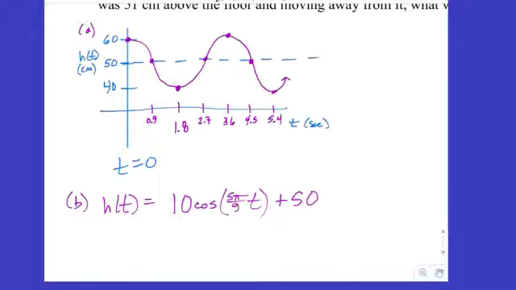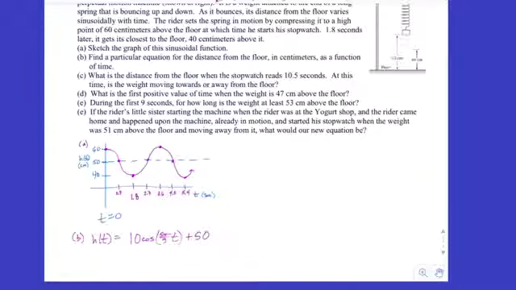Okay, so now we have our equation. And let's see what else it says. Part B, find a particular equation. We got it. There are infinitely many others that are correct, so you just have to come up with one. Part C, what is the distance from the floor when the stopwatch would be 10.5? At this time, is it moving away or towards the floor?